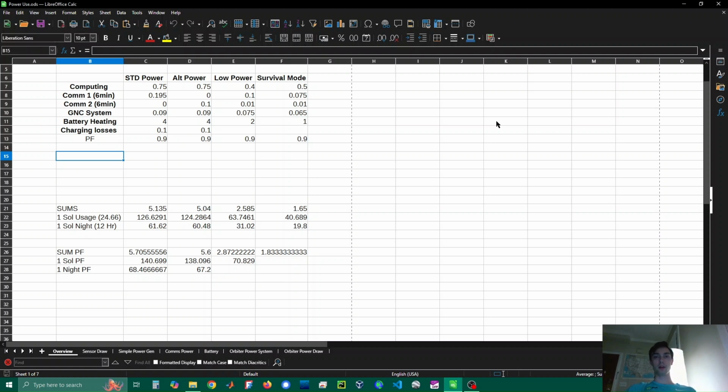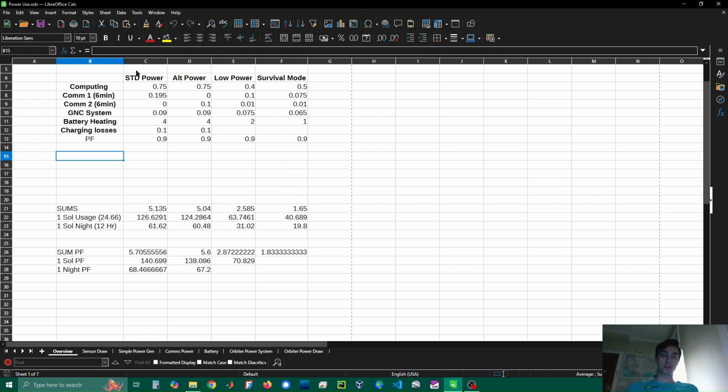Today we're going to be talking about our power systems. So this is going to be just a general overview of our power use for both the orbital module. So this is the stage that will bring us to Mars from Earth, and then we'll retain an orbit and do communications, and also the probes themselves.